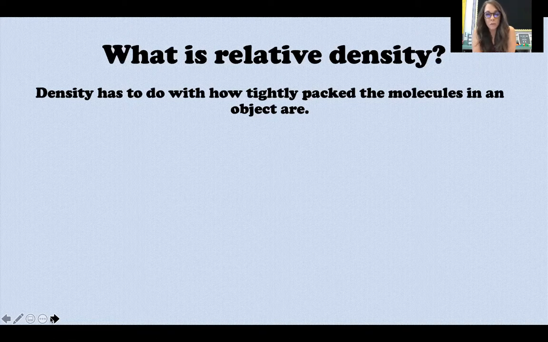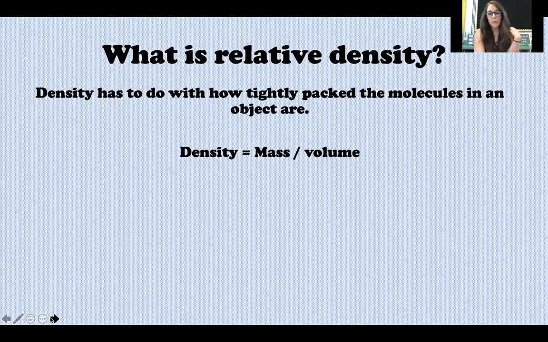Density has to do with how tightly packed the molecules in an object are. So if the molecules in an object are tightly packed, it would be more dense than an object where the molecules are more spread out or less tightly packed. There's a formula for actually calculating and determining density, and that's when you measure the mass, you measure the volume, and then you divide mass divided by volume.